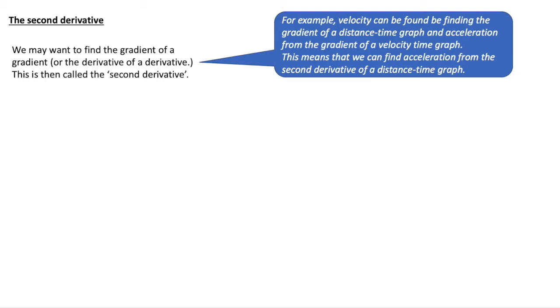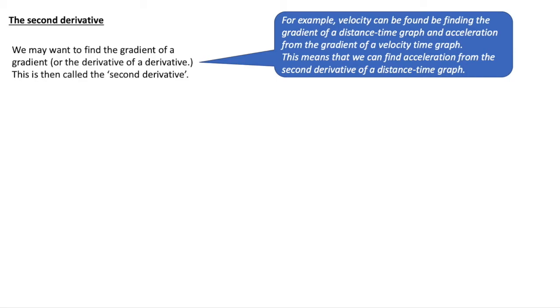And an example of this in application is that if we have a distance time graph, then the gradient of that graph gives us the velocity, and acceleration can be found from the gradient of a velocity time graph. So if we instead do the second derivative from the distance time graph, that will give us the acceleration.